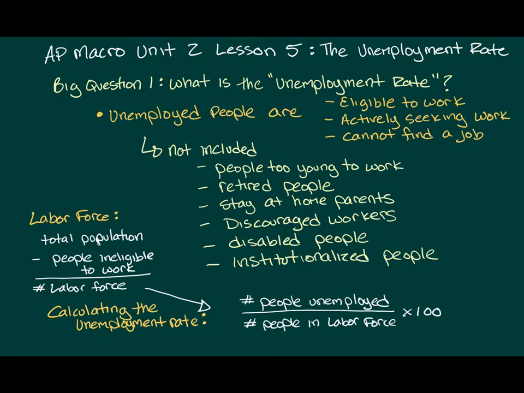Once you've found the number of people in the labor force, finding the unemployment rate is relatively simple. All we're going to do is take the number of people that we've counted as unemployed, divide it by the number of people that we counted in the labor force, and multiply that number by 100 so that we can get a percentage rate. So real quick, today we're running through the unemployment rate. We know who's unemployed. The unemployment rate is equal to the number of people unemployed divided by the labor force, times 100.